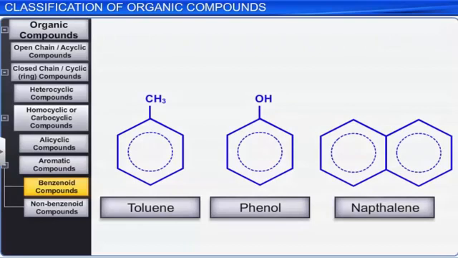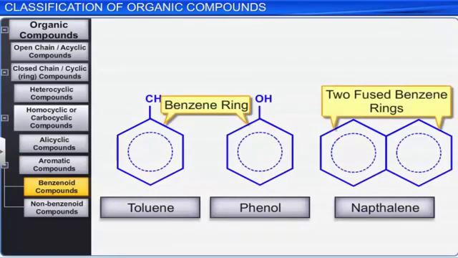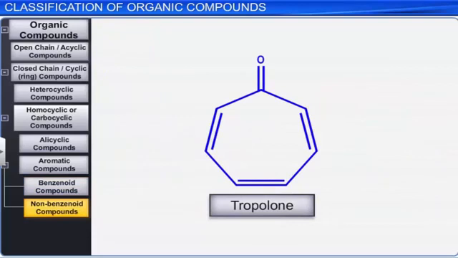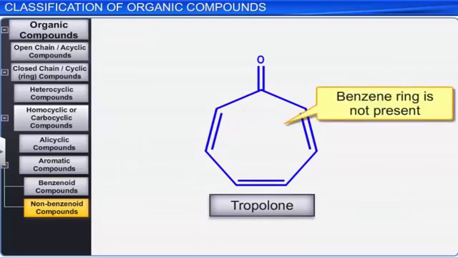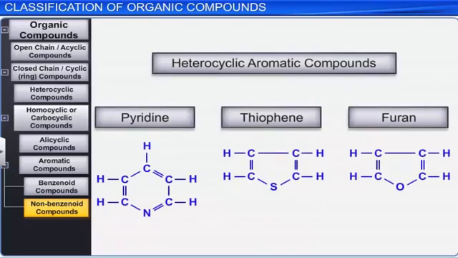Aromatic compounds containing isolated or one or more fused benzene rings and their functional derivatives are known as benzenoid aromatic compounds. Benzene is the parent compound in benzenoid derivatives. A non-benzenoid compound is one that does not contain a benzene ring. For example, tropolone as shown here. There is another class of aromatic compounds called heterocyclic aromatic compounds.